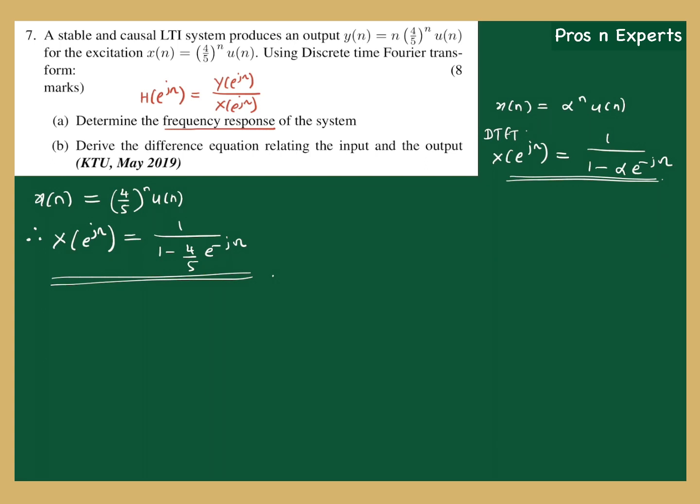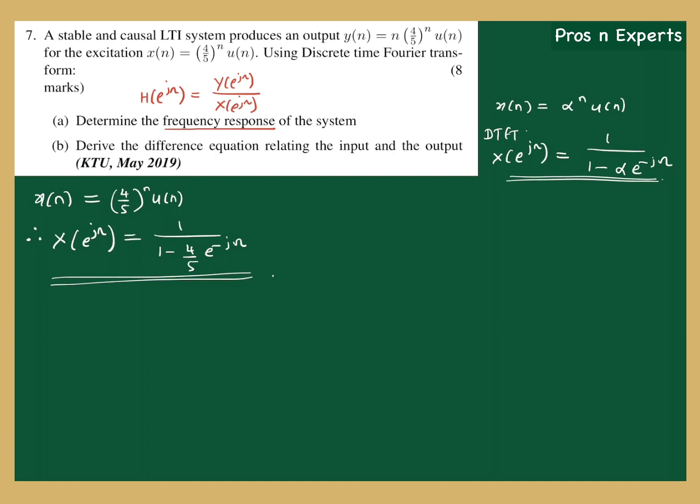Now what we have to find out is Y of e raised to j omega, that means the Fourier transform of y of n. Now listen, how they have framed the question is such that x of n is (4/5) raised to n u of n and y of n is n into (4/5) raised to n u of n. That means n into x of n, right? This is x of n, so y of n is n into x of n.